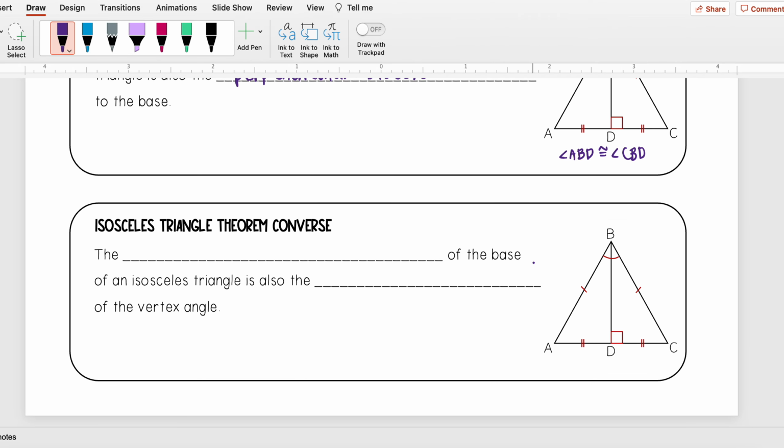And then we also have the converse of that. The perpendicular bisector of the base of an isosceles triangle is also the angle bisector of the vertex angle. So if we're given this information down here, that BD is the perpendicular bisector, forming that right angle and cutting this base in half, then we can automatically say that it's also cutting my vertex angle in half. So let's go over some examples of that.